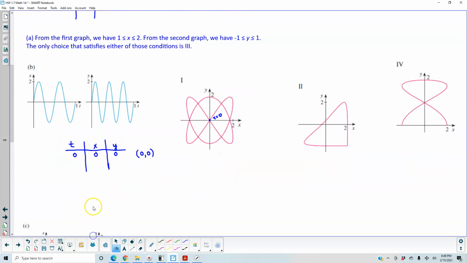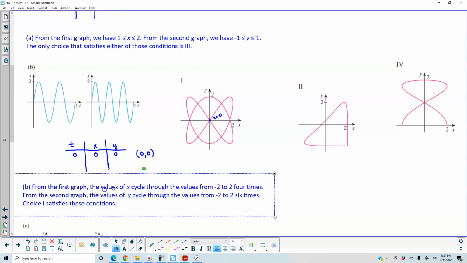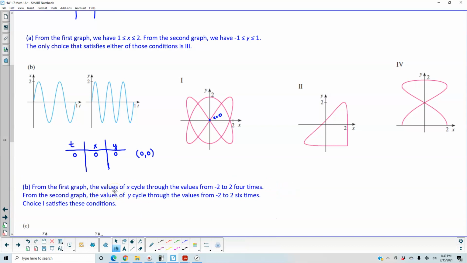And so let's go ahead and summarize this. We can see that from the first graph, the values of x cycle through the values of -2 to 2 four times. So it goes 1, 2, 3, and then 4. So we can see that it cycles 4 times. And then from the second graph, we can see that the y values cycle through the values 6 times. So we have 1, 2, 3, 4, 5, and then 6.